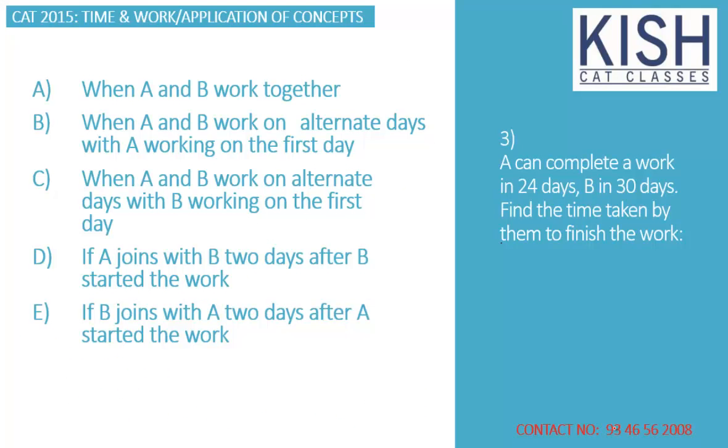Let's move to next question. 3E. If B joins with A 2 days after A started the work, that's even simpler. That's the same question. Now, in first 2 days, A works alone. So it means that he would be able to finish 5 plus 5, 10 units. The remaining 110 units are completed by A and B together. Since their capacity per day together is 9 units, to finish 110, they need 12 2 by 9 days. Initially A worked for 2 days, it's going to be 14 2 by 9. That's very simple, straightforward. Let's move on to solve question number 4.